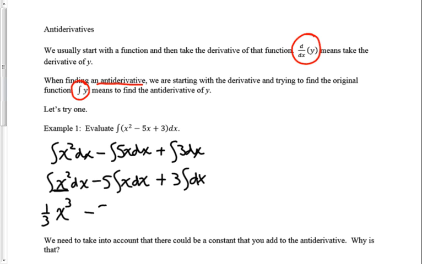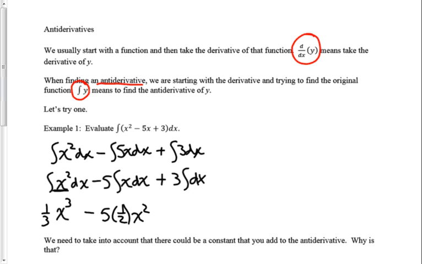My 5 is going to remain there, and now I need to figure out what I started with so that when I took the derivative I got x. Well, I had to start with an x squared. However, if I were to take the derivative of what I have right now, 5x squared, that would be 10x. But I don't have 10x, I only have 5x. That's exactly half. So I need to multiply by a half.